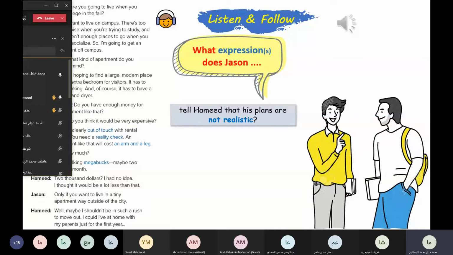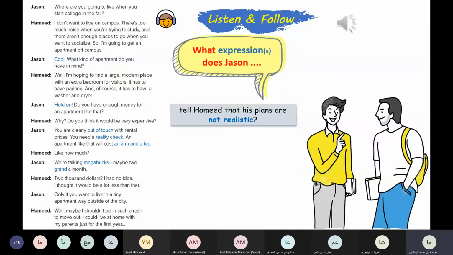It means that your idea is not realistic. You don't have a realistic idea. And you need a reality check. In other words, to estimate how realistic something is, or let us say reality check, to revise your ideas. It means that your plans aren't realistic: out of touch, and a reality check.